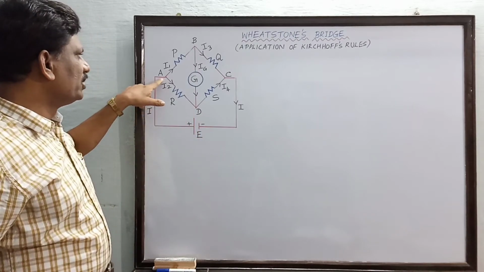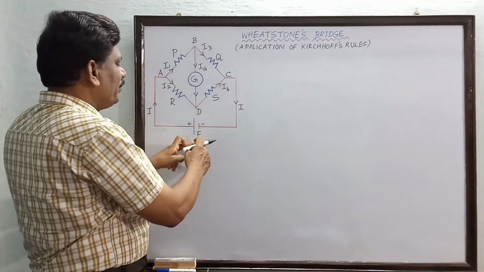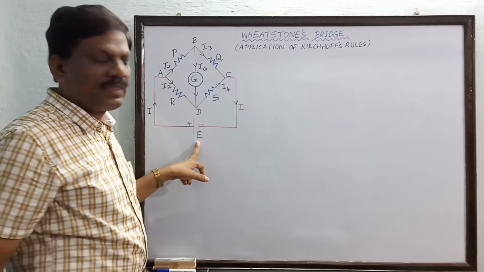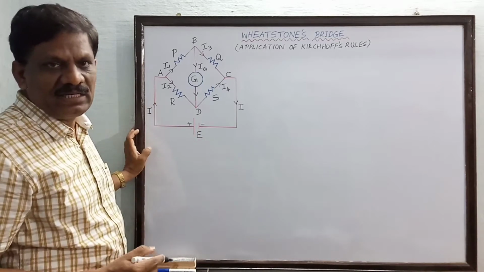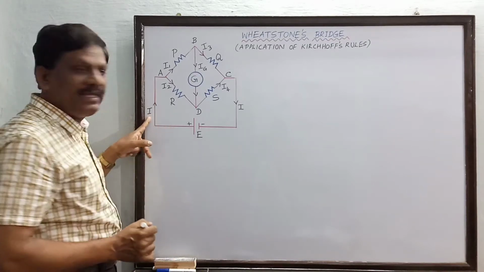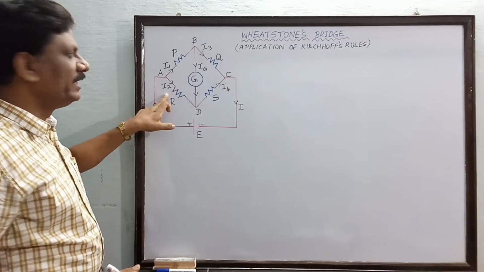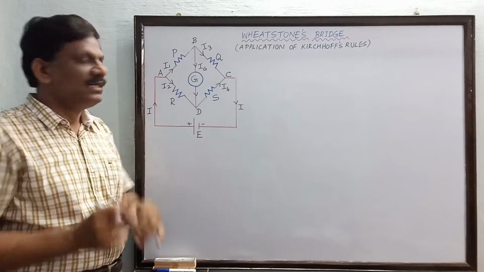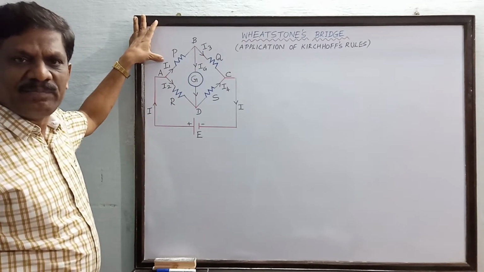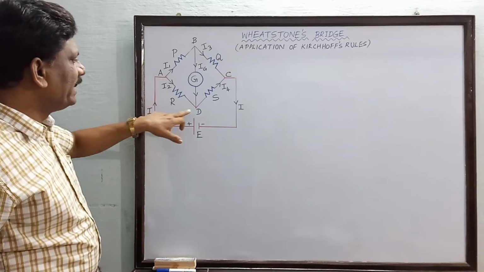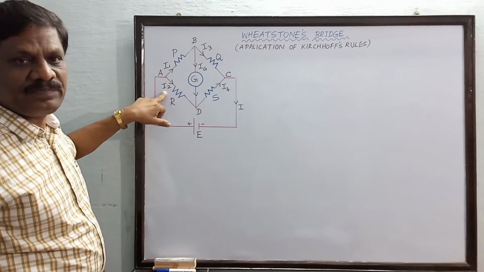Now the junction A and the junction C are connected across a battery of EMF E. So the positive terminal of the battery sends the conventional current I ampere, which after reaching the junction A is divided into 2 branches. Through the branch AB, the fraction of the current flowing is I1 ampere, and through the branch AD, the fraction of the current flowing is I2 ampere.